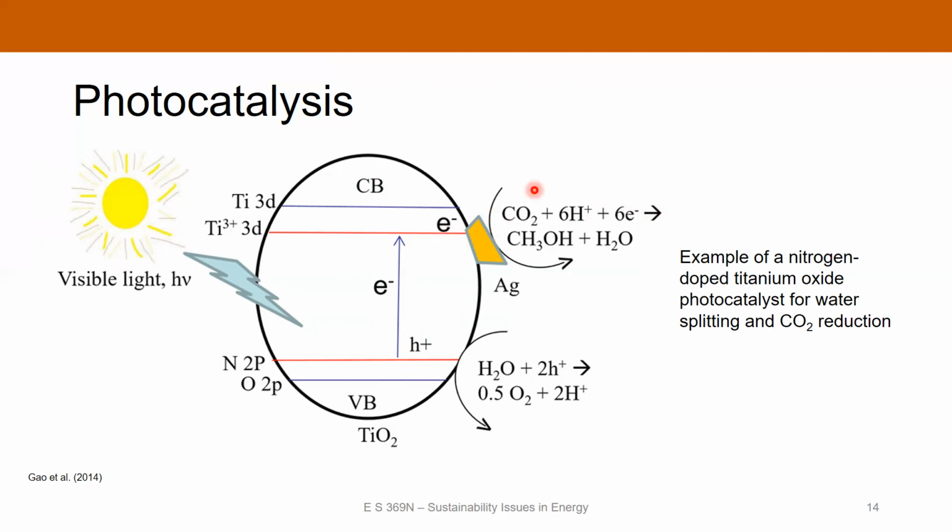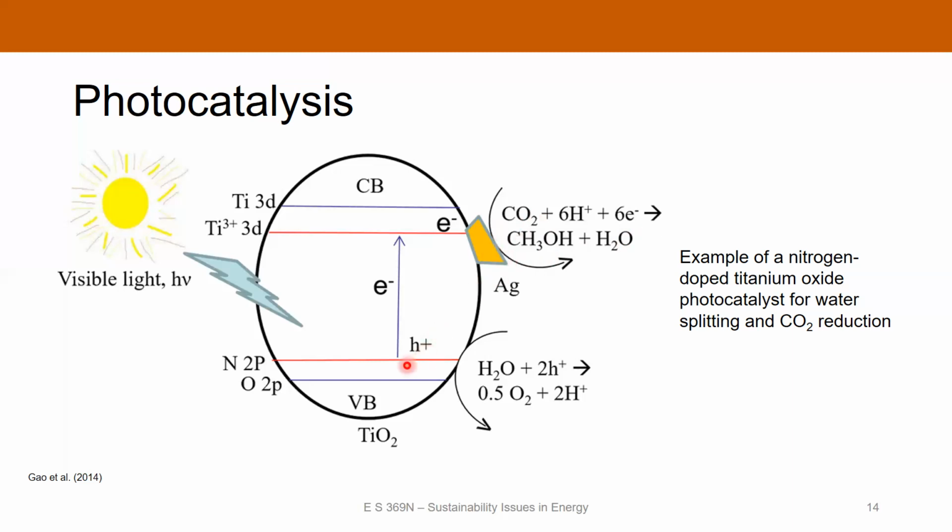So if you take carbon dioxide and hydrogen and donate some electrons to it, you can split that CO2 apart and make methanol and water. Okay, that has to be further catalyzed with silver, but that's a fairly straightforward process.